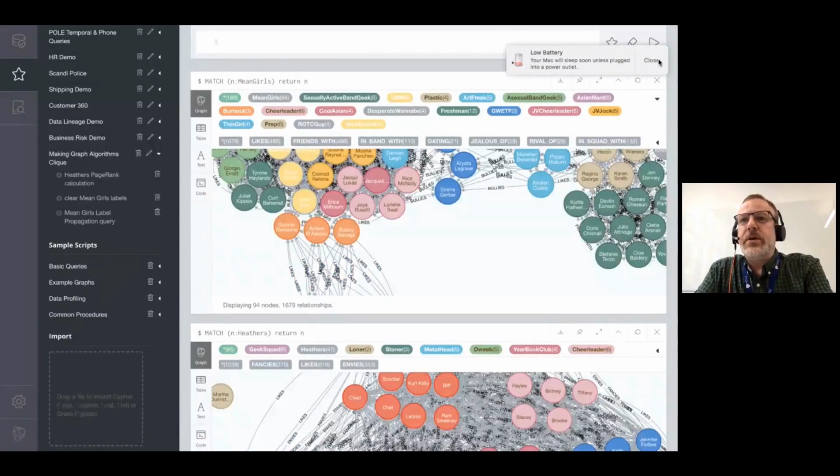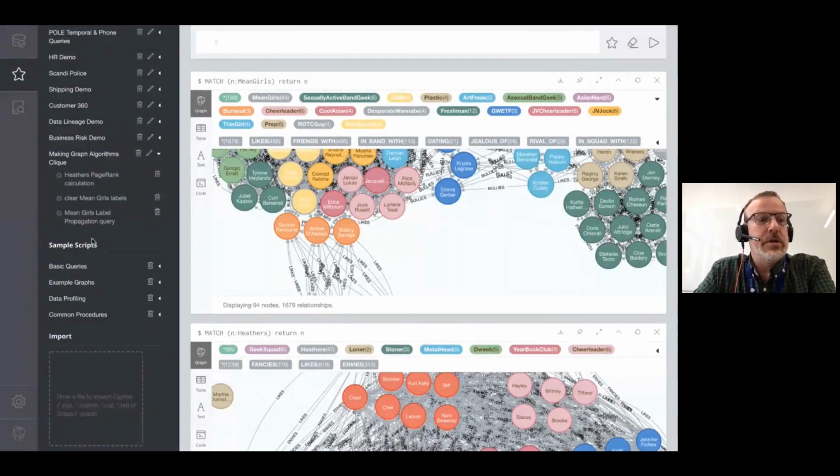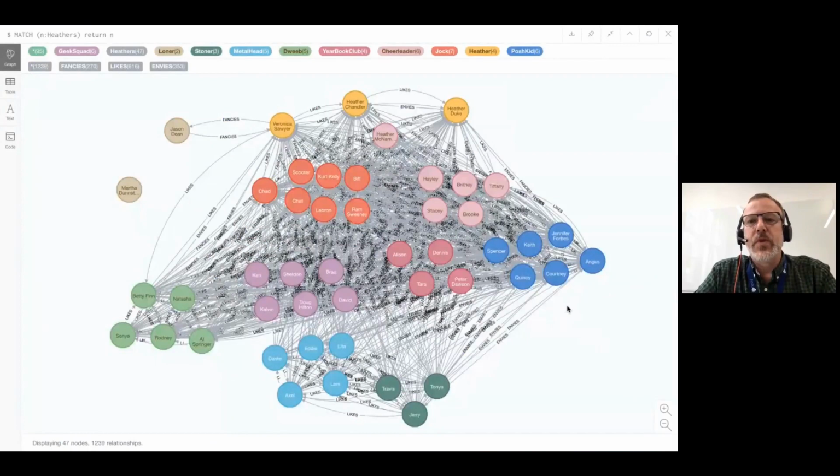This is the browser, the Neo4j browser. We'll look at the data for the Heathers graph here. So this is broken down into a couple clicks. You can see it's quite densely connected. The Heathers are up here in this kind of orangey color. You can see there's 3 Heathers. There's also Heather McNamara. She's pink because she's also a cheerleader. We have some loners over here.